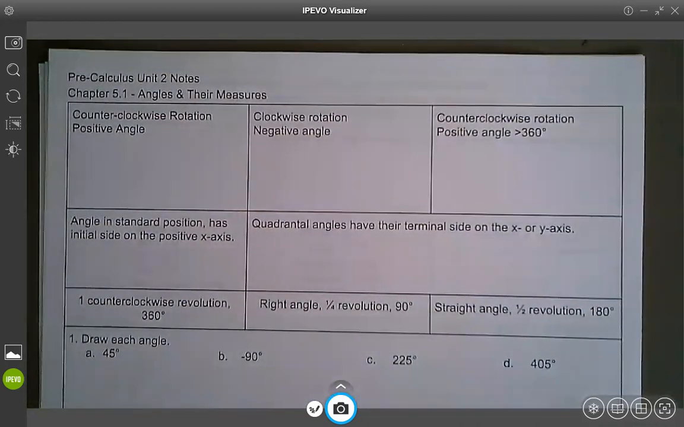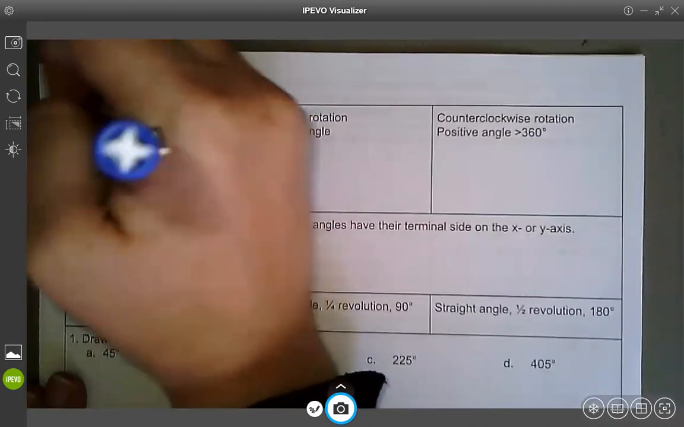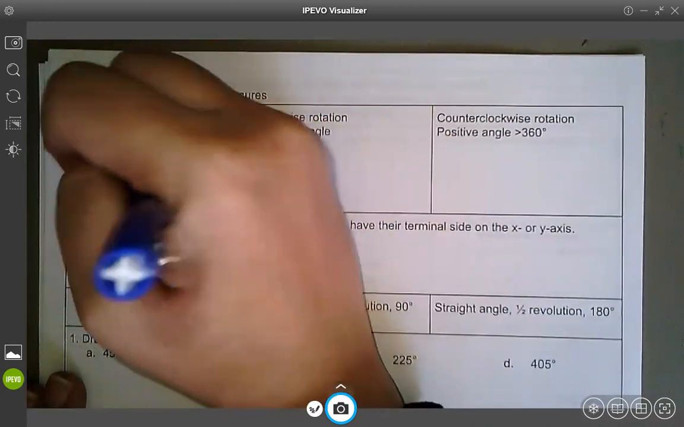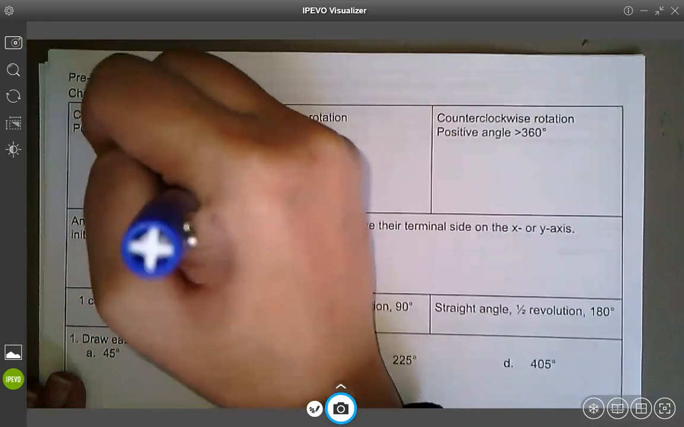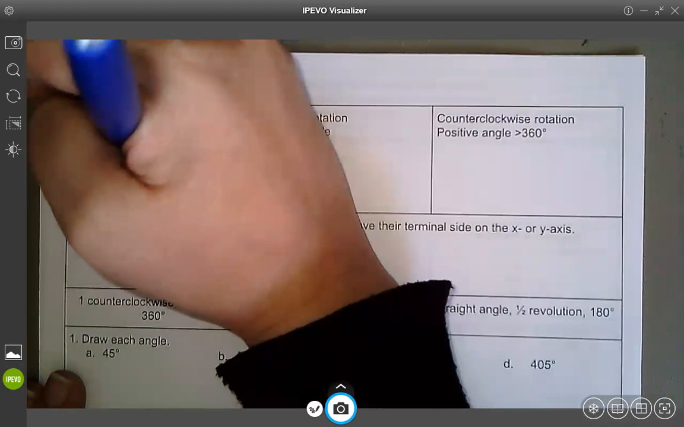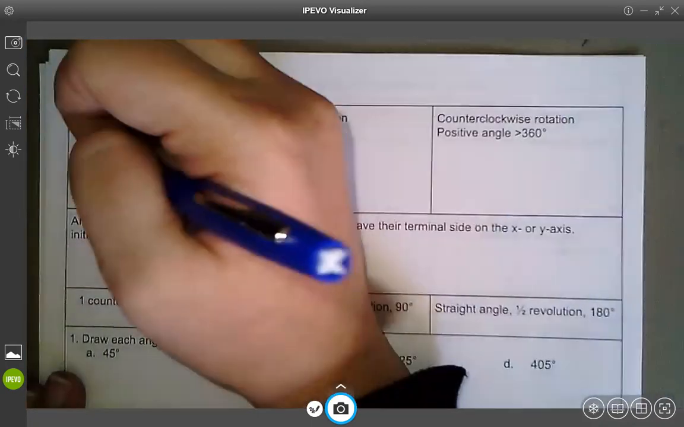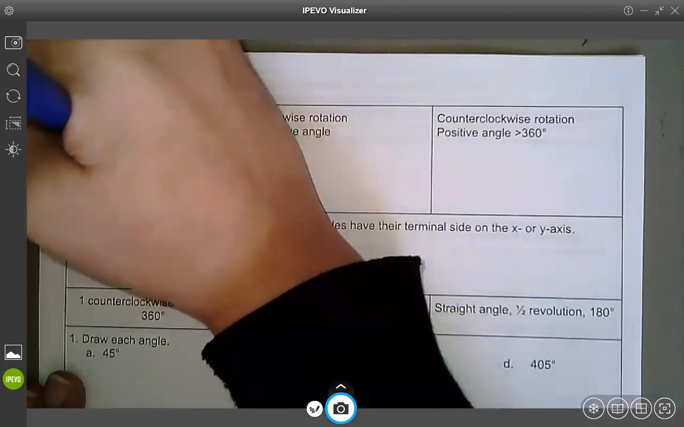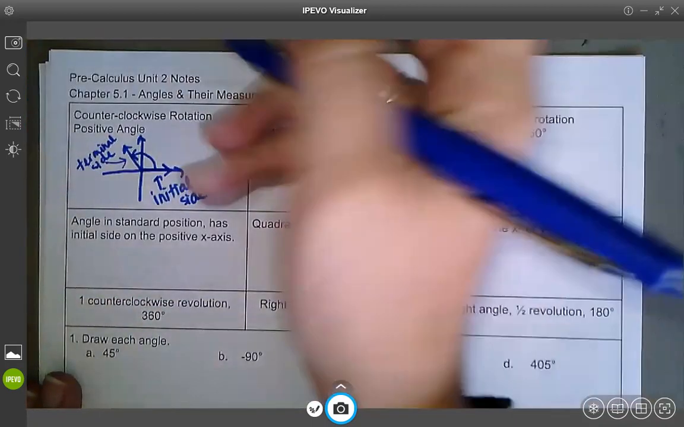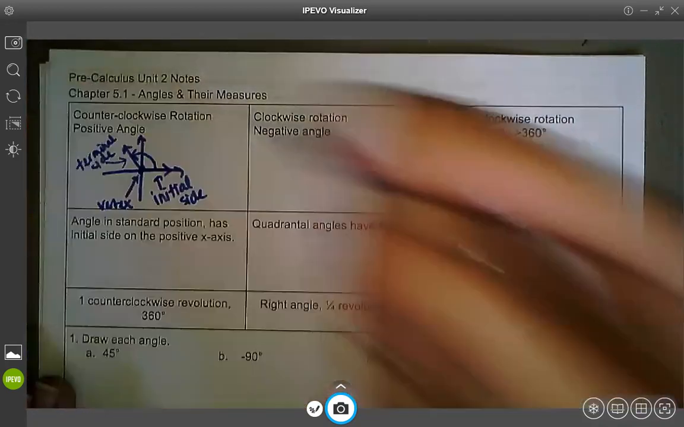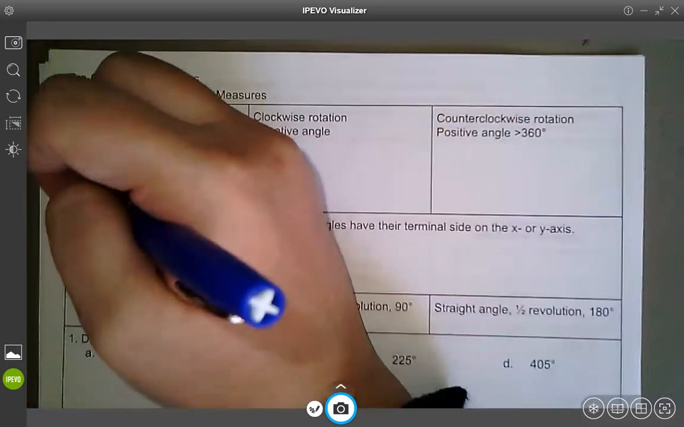Positive angles always have a counterclockwise rotation. So we start on the positive x-axis, which you guys should have seen at least a little bit of before. The positive x-axis will be your initial side. And then counterclockwise is the way that it goes. This would be your terminal side. And then this point, the origin, is your vertex.